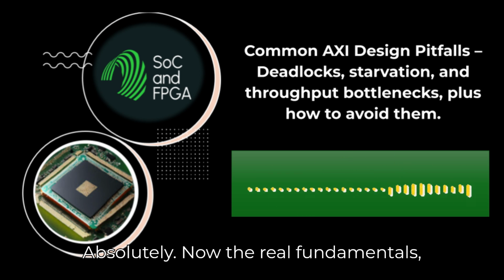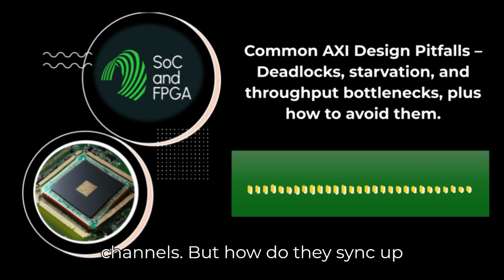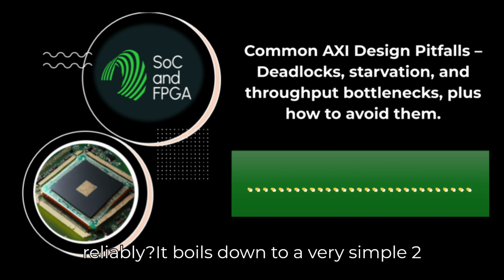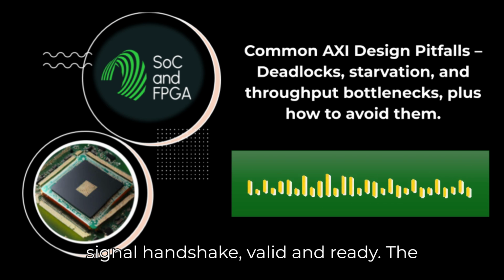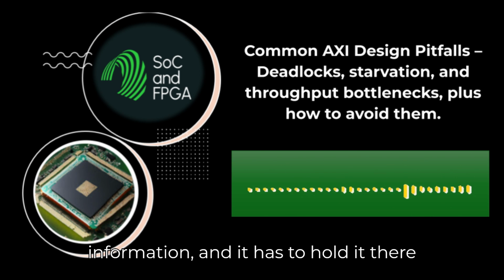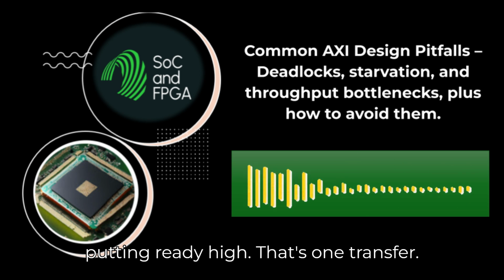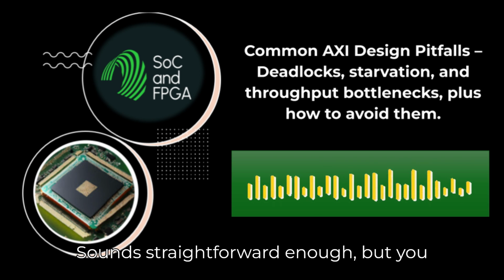Absolutely. Now the real fundamentals. How do they actually talk? AXI uses that parallel architecture of 5 independent channels. But how do they sync up reliably? It boils down to a very simple 2-signal handshake. VALID and READY. The source puts VALID high when it has information, and it has to hold it there until the destination says, yep, got it, by putting READY high. That's one transfer. Sounds straightforward enough.